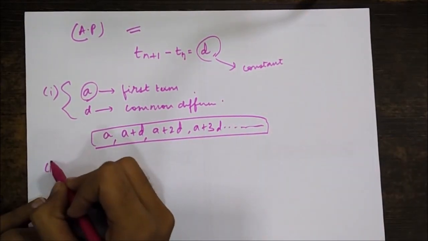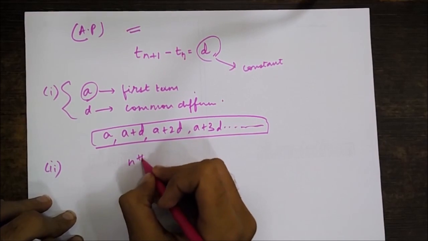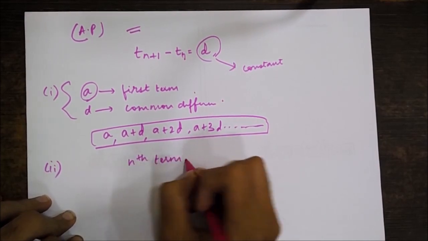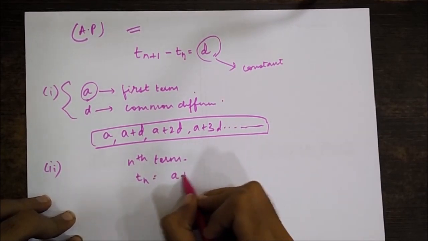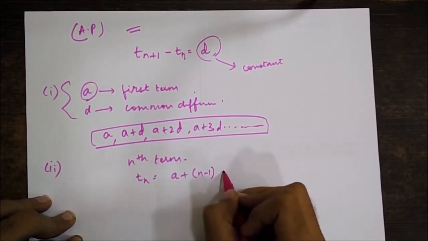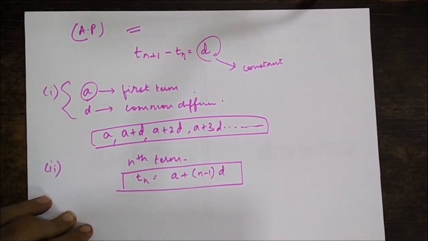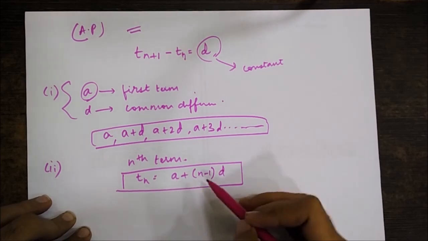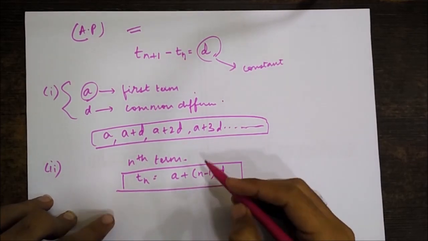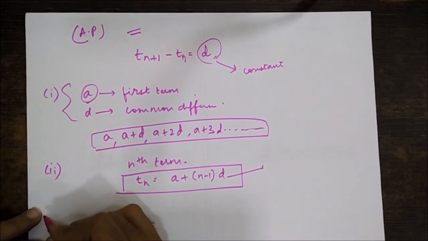The second thing that we need to remember is the formula for the general nth term. The formula for the general nth term is Tn is equal to A plus n minus 1 into D. So this is the general formula for the nth term, where Tn is the nth term, A is the first term, n is the number of terms, and D is the common difference, as we all know.